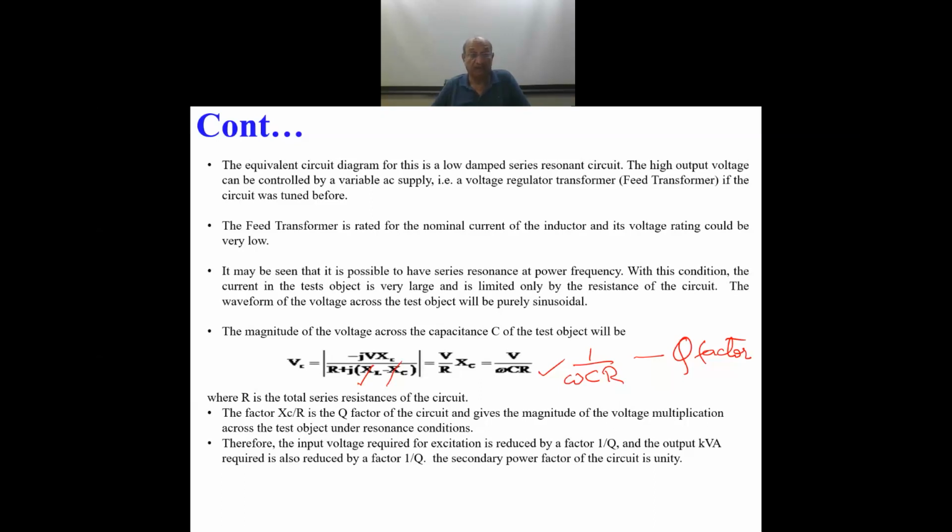Therefore, the total power required by the voltage regulating transformer to supply the test set under test conditions will also be reduced by a factor 1 by Q. Secondary power factor of the circuit is unity when XL is equal to XC.